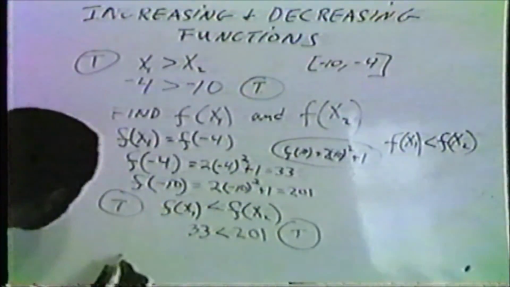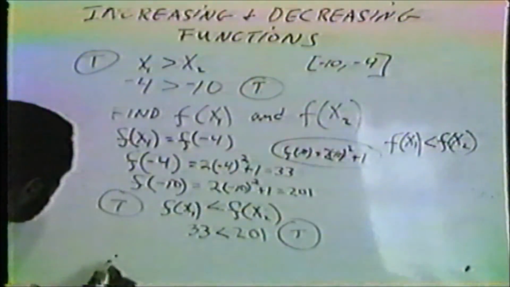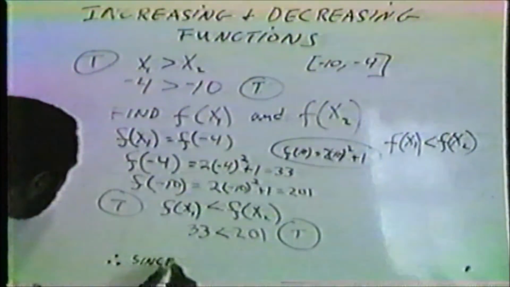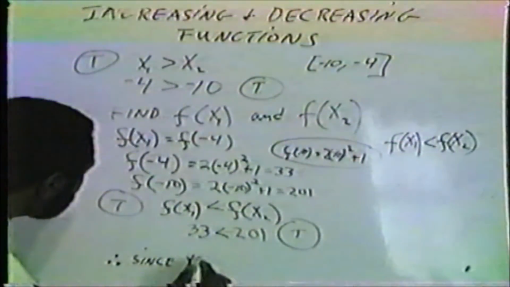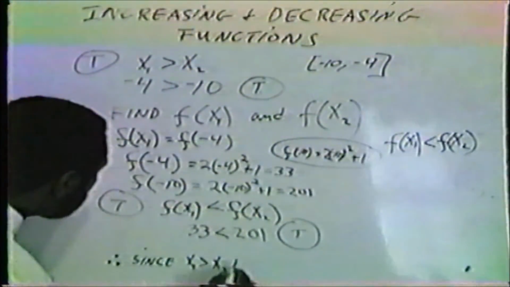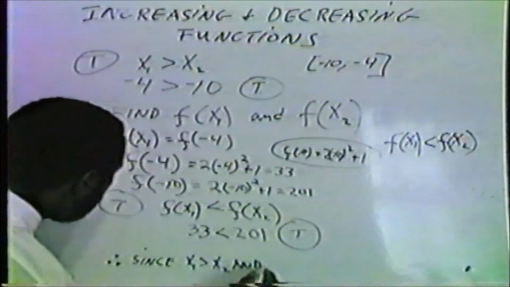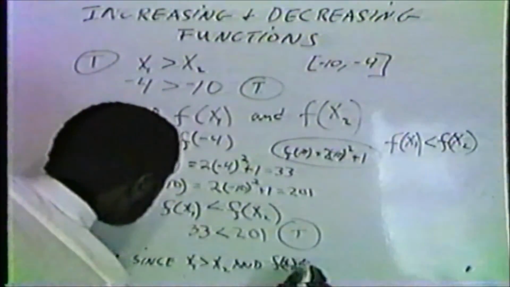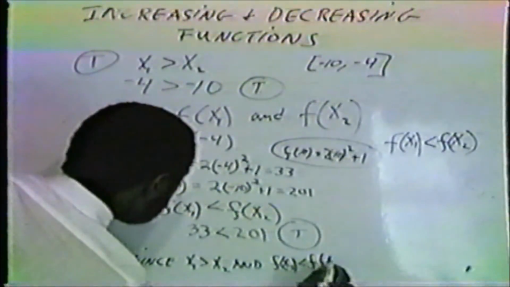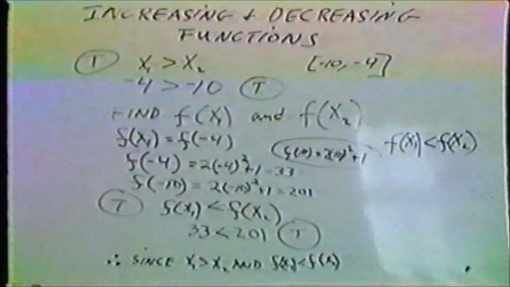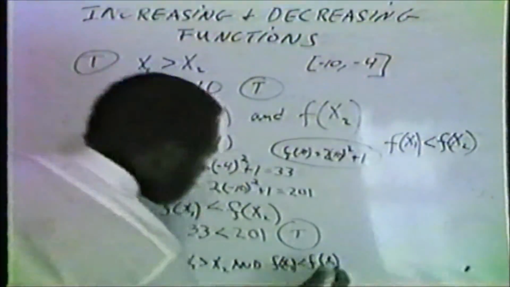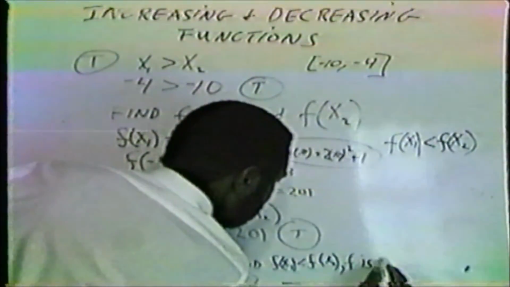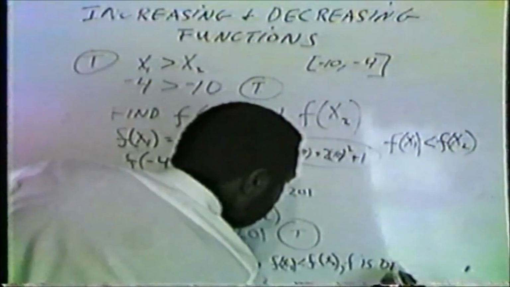So we say that therefore, since x sub 1 is greater than x sub 2 and f of x sub 1 is less than f of x sub 2, our function is decreasing. F, the function, that's the name of the function, is a decreasing function.